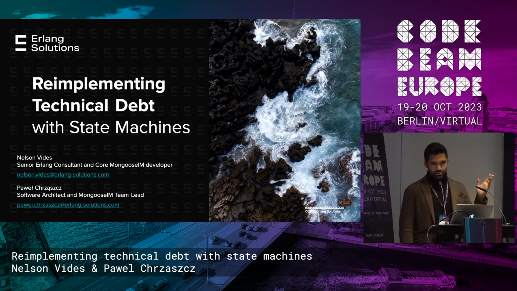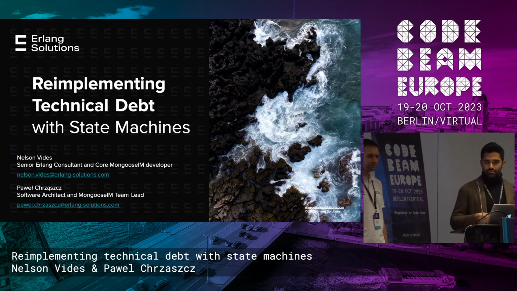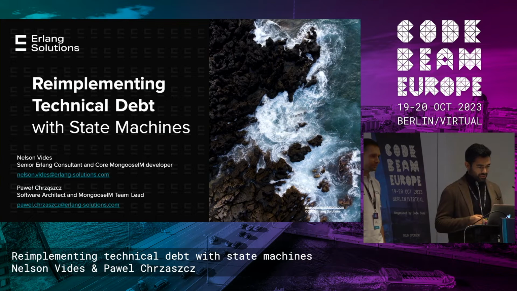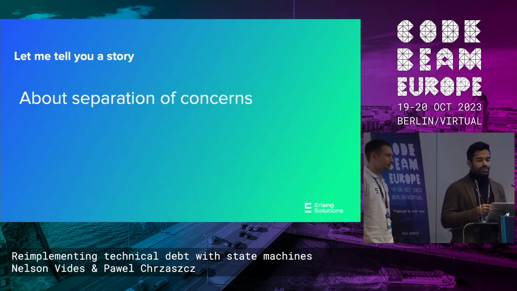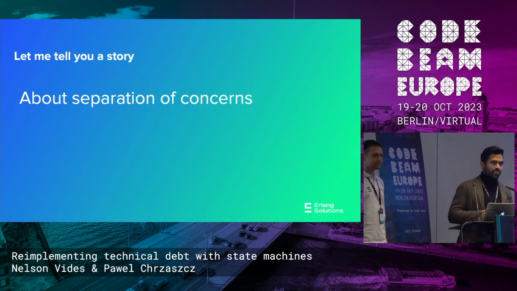So, as you heard, we worked on a project called MongooseIM, which is a messaging system, XMPP based. You will see some of these examples in a second. Let me tell you a story about separation of concerns.